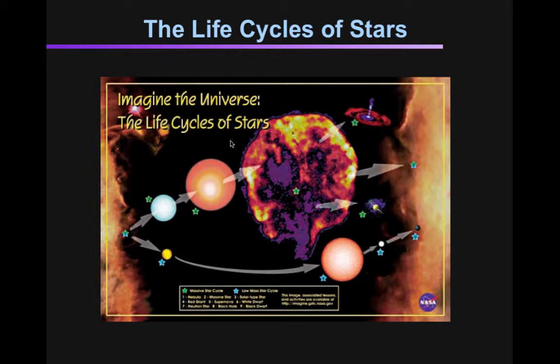Today we're going to talk about the life cycle of stars. And stars go through a definite life cycle. They are born or created, and then they go through a series of different stages, and then they burn out and die.